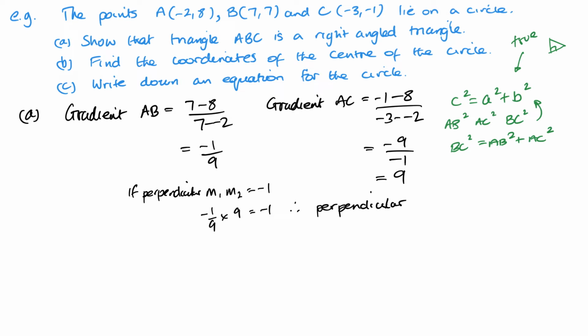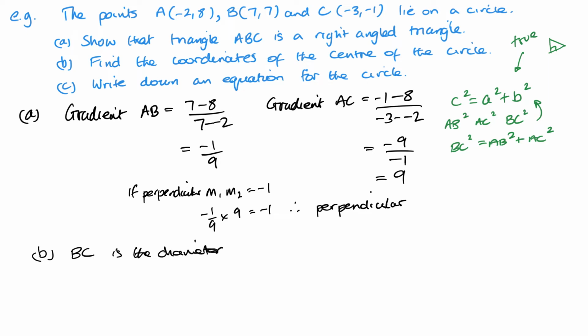Now, all three points lie on the circle. We have a right angle in it, which means that one of the sides has to be a diameter. And that side is going to be the one that doesn't have that 90 degrees. So AB to AC has the 90 degrees. Therefore, BC must be the diameter. So when I'm looking now at part B, I can say that BC is the diameter.